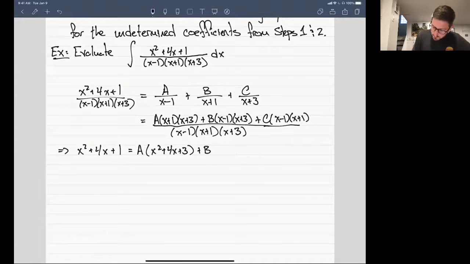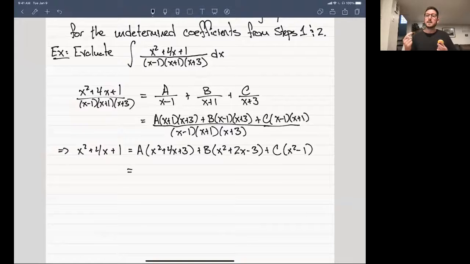Let me expand out the factor in front of B as well. That gives me x squared plus 2x minus 3. And the factor in front of C gives me a nice x squared minus 1. Now what I can do is organize things in powers of x. And so this gives me A plus B plus C times x squared.